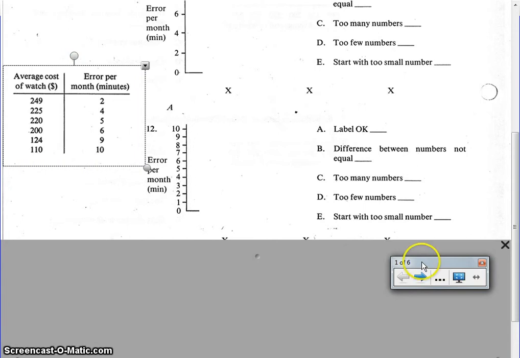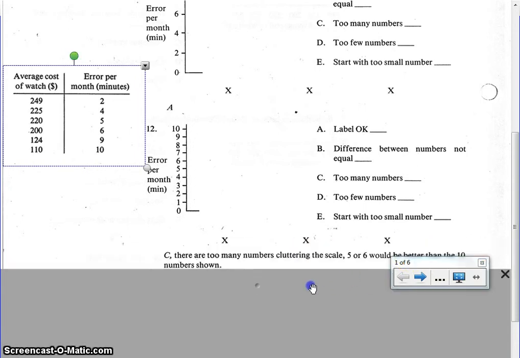All right, time. Let's take a look right here. The correct answer should be C, because we're way too clustered. We have too many numbers on the scale. All right, so if someone will come up and press pause, you could go ahead and take your silent ball break.